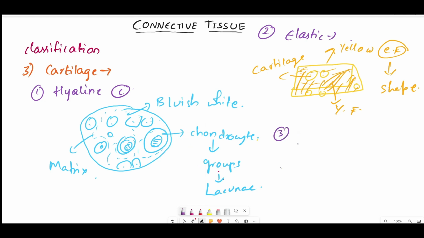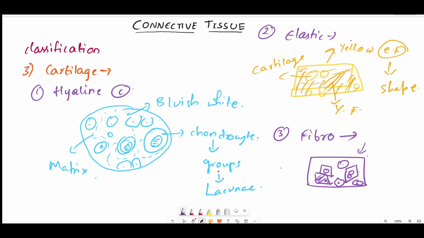Coming to the third one, which is the fibrocartilage. Here you have to remember that these are dense masses of white fibers. So they are tough. They can also be flexible. They are found in the rim of bony sockets, either in the hip joint or in the shoulder joint. So this is how the fibrocartilage looks.